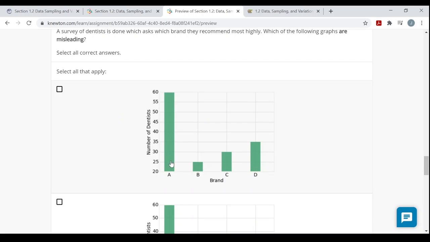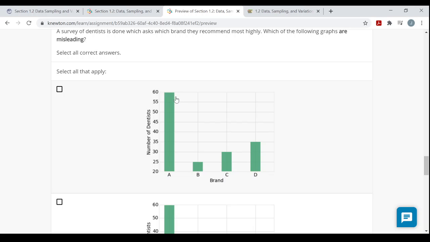This first one. Now the numbers are there, but they'll tell you in any statistics course: you see this scale on the left side? How it doesn't start at 0, it starts at 20? If you don't start at 0, that can give you a misleading picture. Because do you see here how it looks like A has twice as many dentists that prefer it as D, right? The bar is almost 3 times as high.